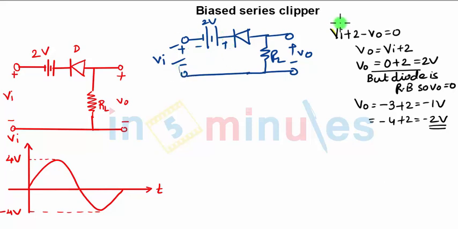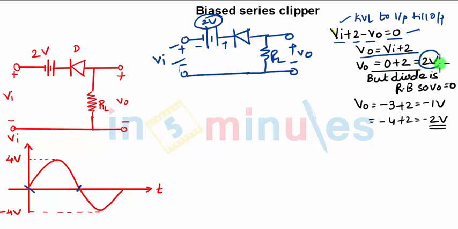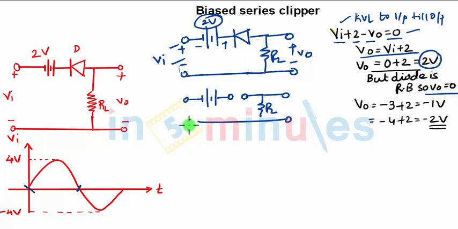Now when you apply KVL from input to output, it is VI plus 2 minus VO equals 0. Since this 2 volts is reverse biasing the diode, when you simplify this equation you get VO equals VI plus 2. When VI is 0, we are done with the positive half cycle and have reached the 0 point. Ideally you should get an output of 2 volts, but for 0 input voltage the diode will be open circuited and no current will flow through RL, hence you will not get any output voltage until you overcome this 2 volts in the negative half cycle.